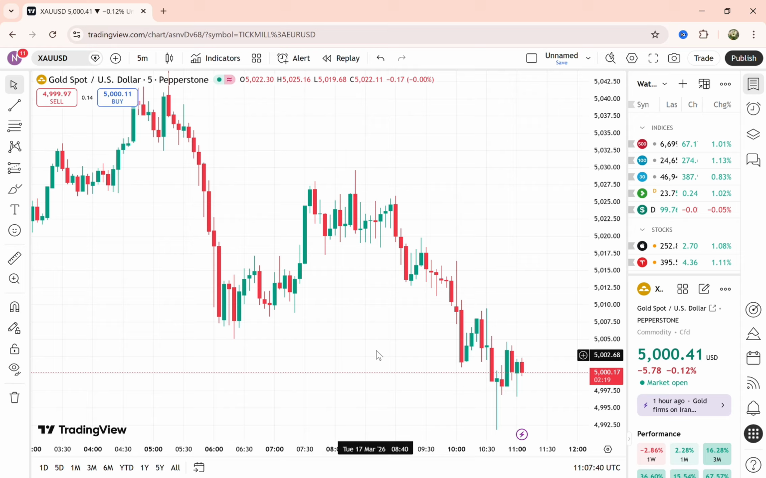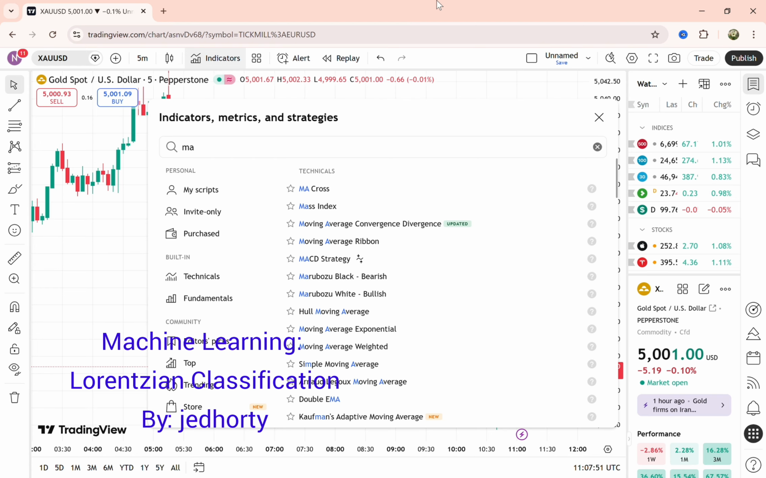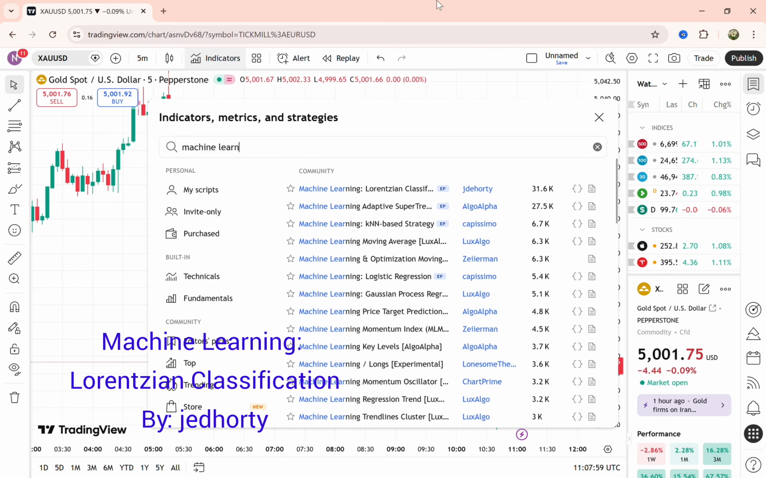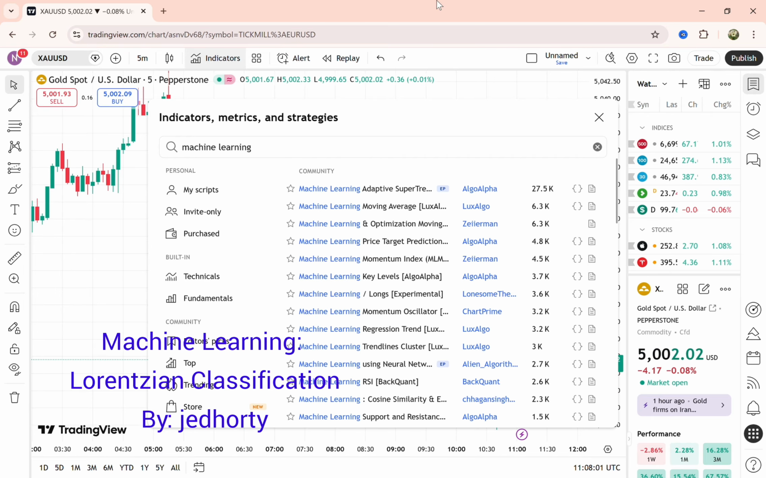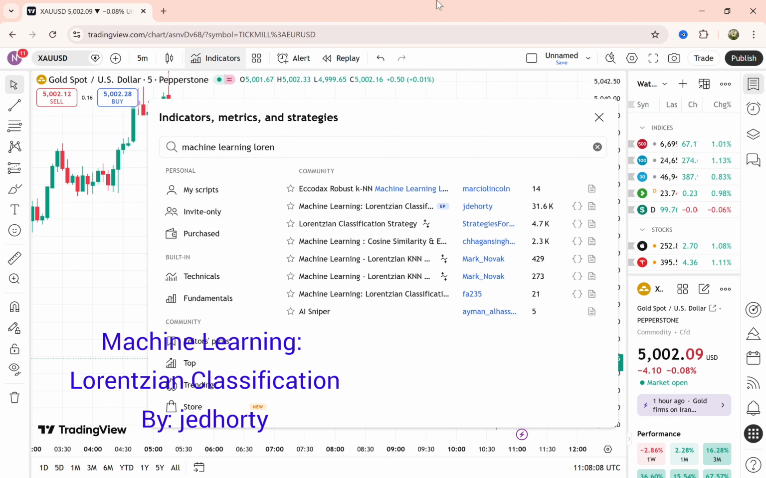Today I want to talk about two important indicators that we can use together. As you can see in the indicator list, the name is Machine Learning Lorentzian Classification, and it is the first one. We type it here.